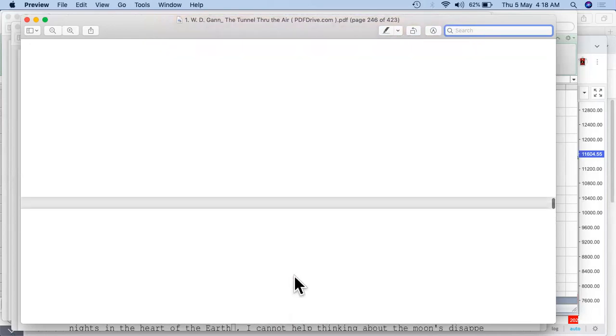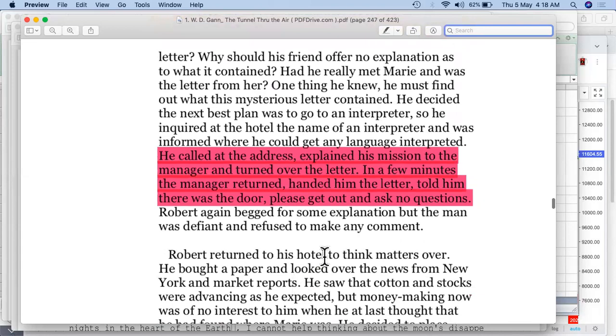So this was the same kind of answer that he got from the rest of the people also. He called the address and explained his mission. In a few minutes, the manager returned, handed him the letter, and told him there was the door, please get out and ask no questions.